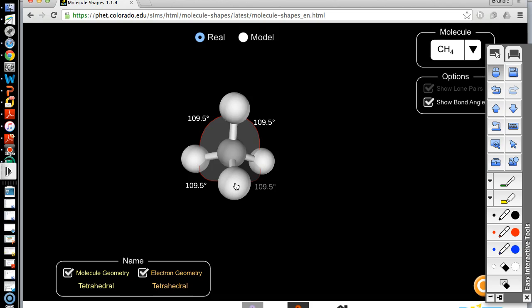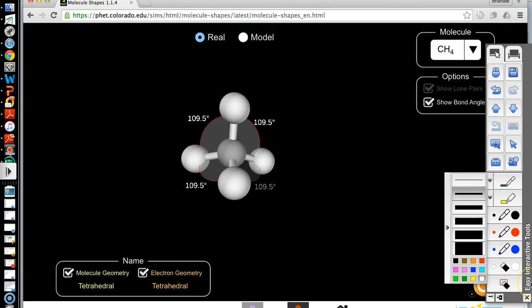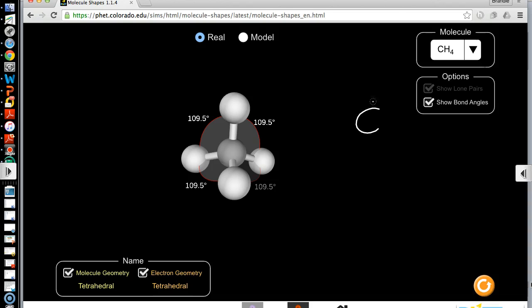So let me draw the Lewis structure for methane. I have a carbon as my central atom, and then you just add those 4 hydrogens, so this is CH4, methane. That looks a lot different than that, and this is the first one. When we look at the bond angle in a tetrahedral molecule, I have 109.5 degrees.